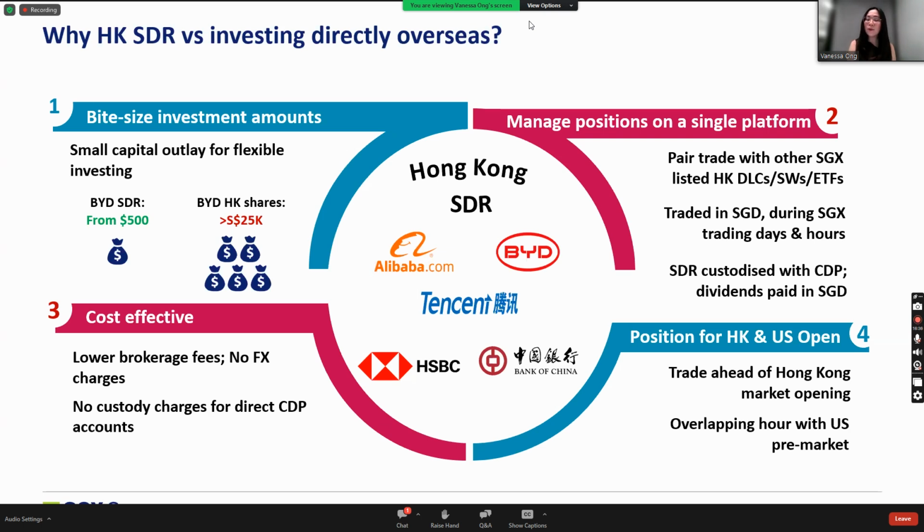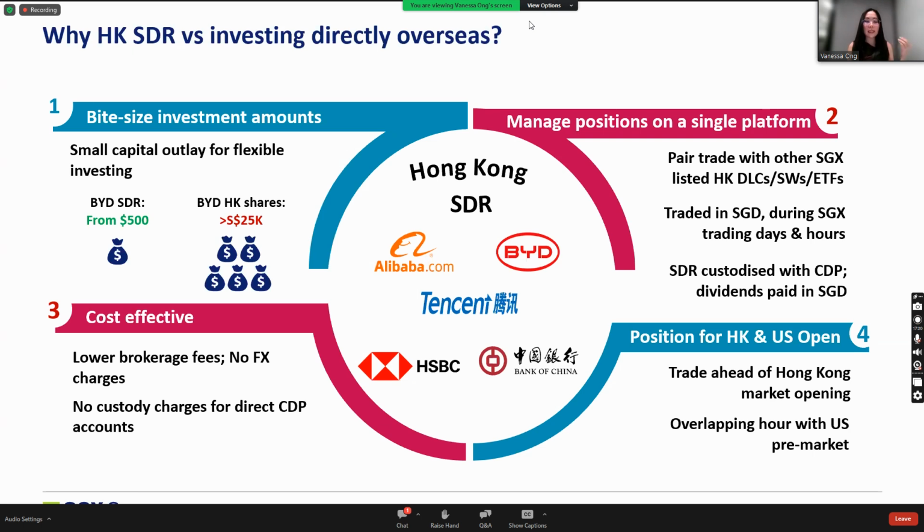Additionally, as highlighted on the left, one innovative feature of our SDR suite is also the increasing affordability that we offer to investors due to the bite-sized investment amount. So one example is how BYD in Hong Kong, if you were to purchase it, you would have to deploy a major capital outlay of more than 25,000 just to gain access to it. But with our SDR suite, you can gain access to BYD from just as little as $500, which is less than 2% of the investment outlay in Hong Kong. So as you can see, the SDRs do increase the affordability for investors substantially.